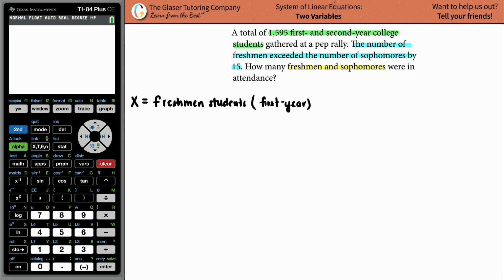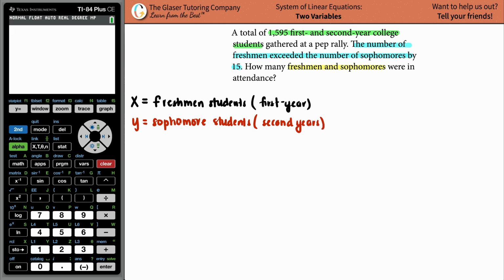And now we just need a different variable, right? If we said that the sophomores were X, that means that the number of freshmen and the number of sophomores are the same because you're identifying them as the same letter. But in the second sentence, they said that the number of freshmen exceeded the number of sophomores by 15. So they are not the same variable, which means that they have to be different letters. So maybe if X is freshman, we'll do Y as sophomore. It does not matter. You want to use A and B and C and D, go for it. So we're going to say Y is the sophomore students, and they are the second years.